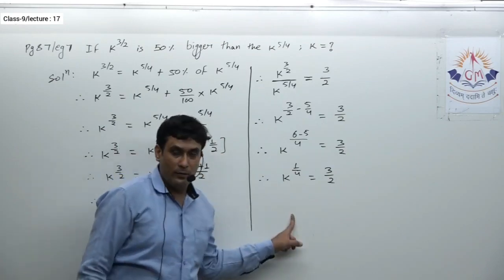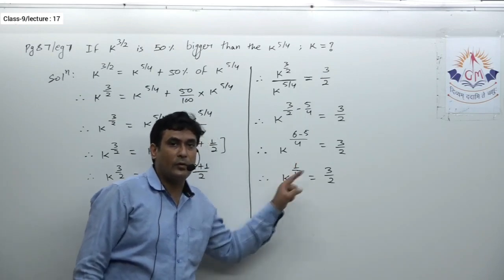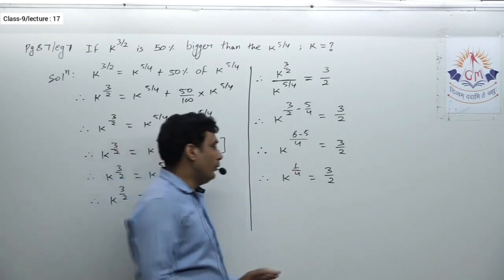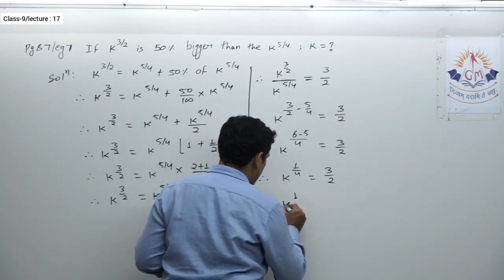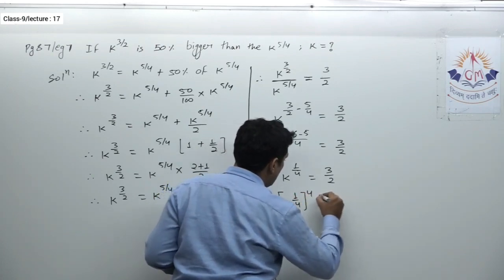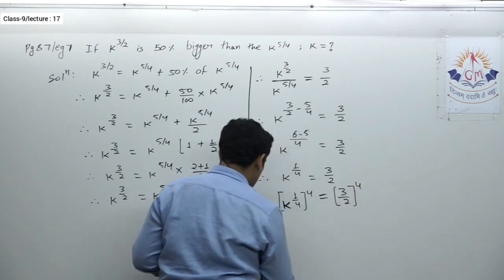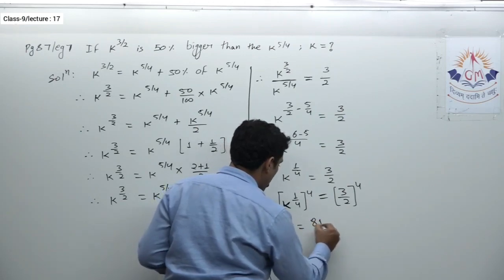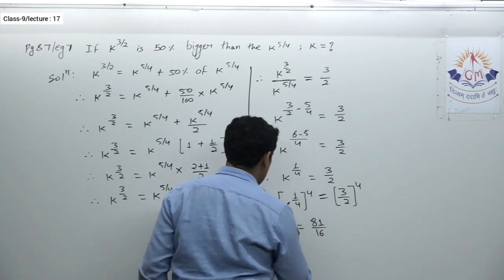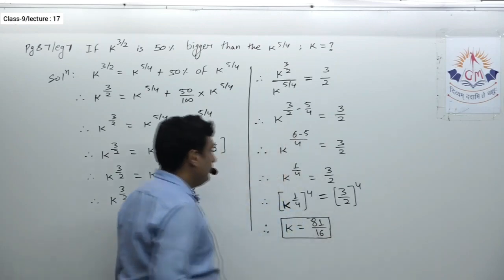Now I need to get the value of k, it means I need to remove this power 1 by 4, and for that I have to take the fourth power on both sides. So here I can write k raised to 1 by 4, raised to 4, is equal to 3 by 2 raised to 4. So this will become k is equal to 81 upon 16. So this is the final answer. So please note it down.